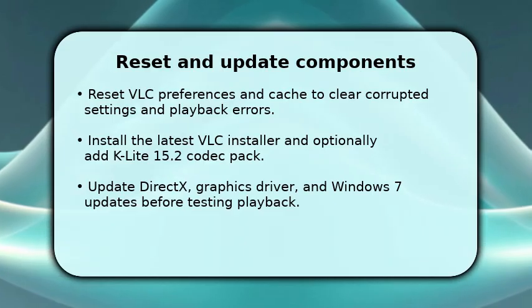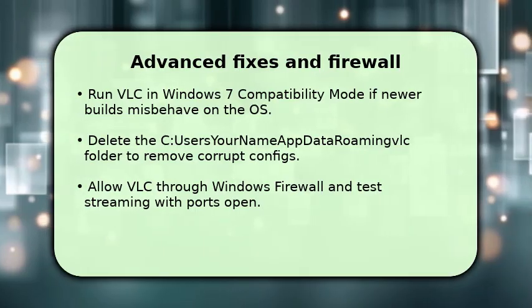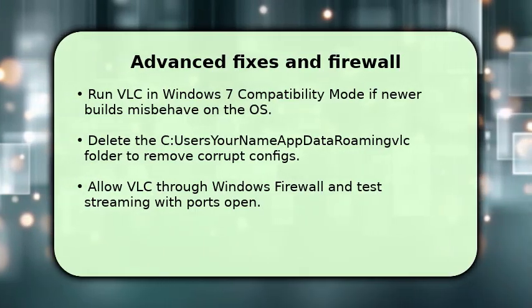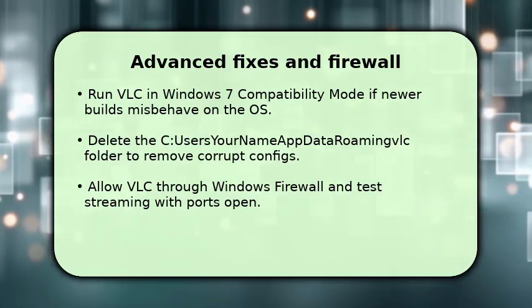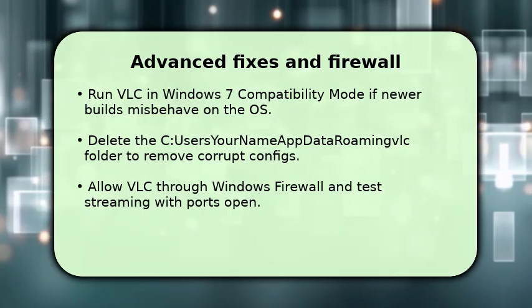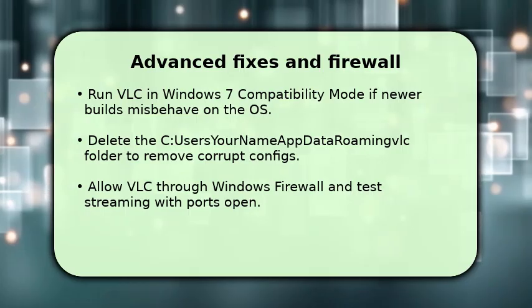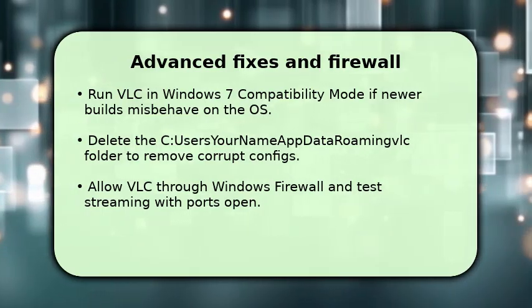If problems continue, use advanced fixes targeted to Windows 7. Run VLC in Windows 7 compatibility mode if newer builds misbehave on the OS. Delete the C:/Users/your name/AppData/Roaming/VLC folder to remove corrupt configs, and preserve user backups first.